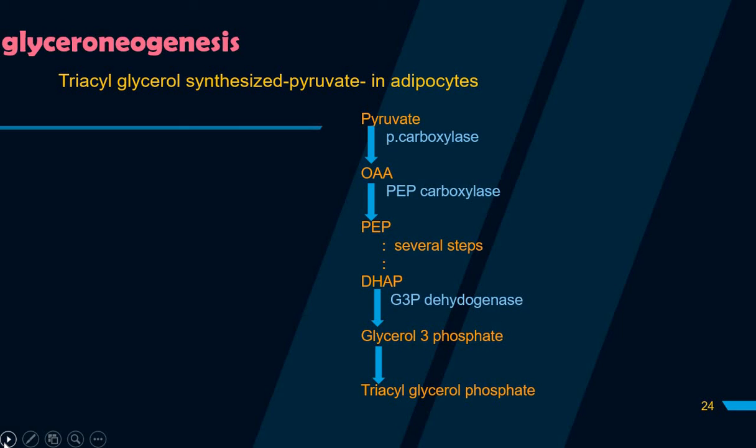What is this glyceroneogenesis? The conversion of pyruvate to triacylglycerol phosphate. Pyruvate வந்து glucosa மட்டும் convert ஆகாம they are also getting converted into glycerol. This process takes place only in adipocytes and the reaction is as follows. Pyruvate is converted to oxaloacetate as same in presence of pyruvate carboxylase, and it is converted to phosphoenol pyruvate. Ultimately they are converted into glycerol 3 phosphate and which produces triacylglycerol phosphate. This is the overview of the cycle.